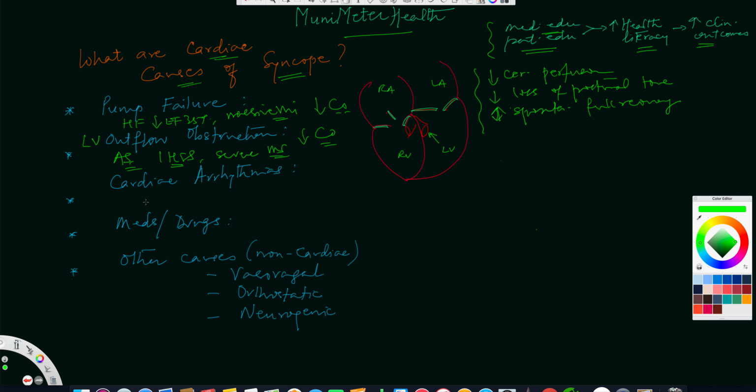Cardiac arrhythmias. Yes, the cardiac arrhythmias are very importantly known. Now here you have to ask several questions. Again, I cannot underemphasize, it's an understatement, that you have to do the history and physical very thoroughly in order to ascertain if this is a cardiac cause of syncope.